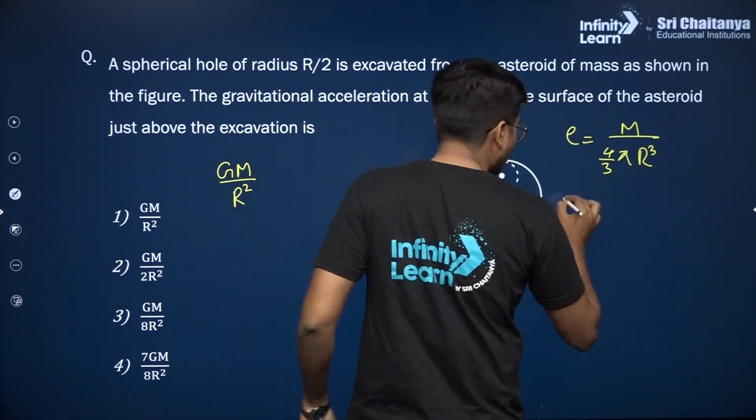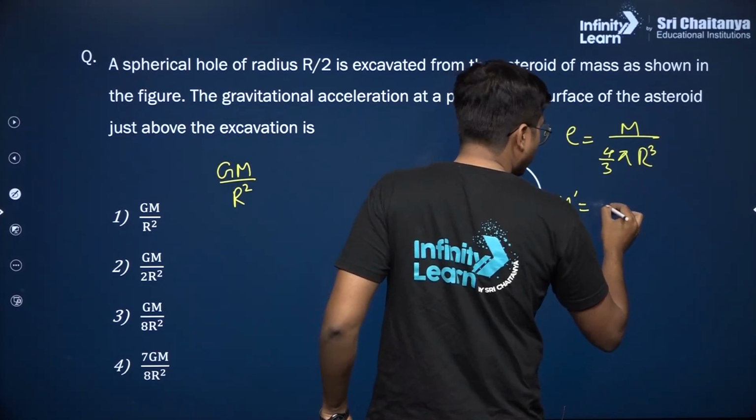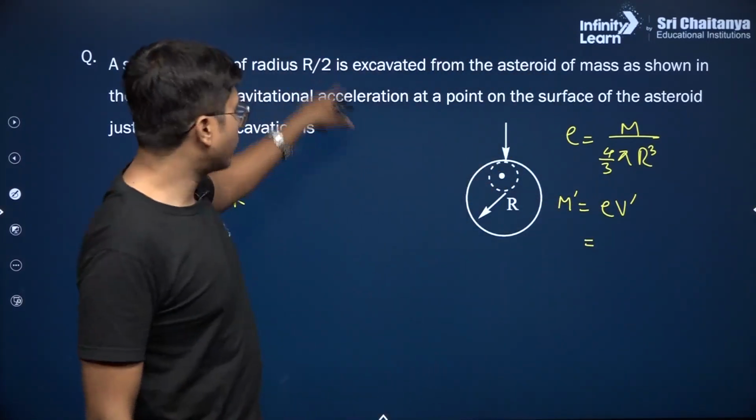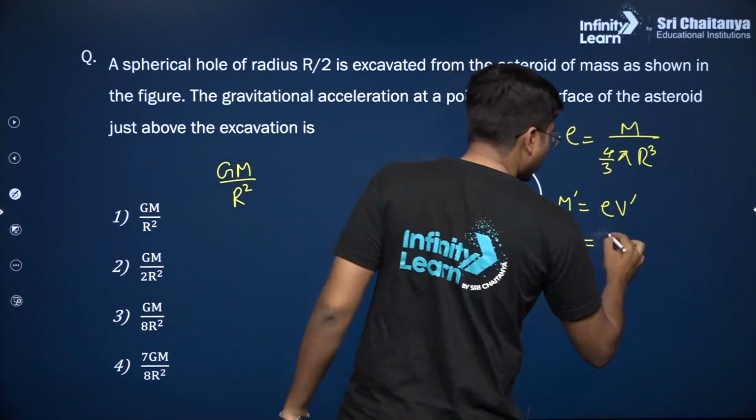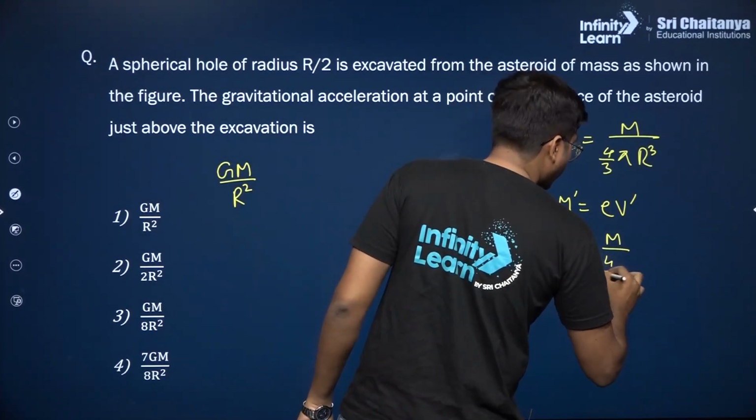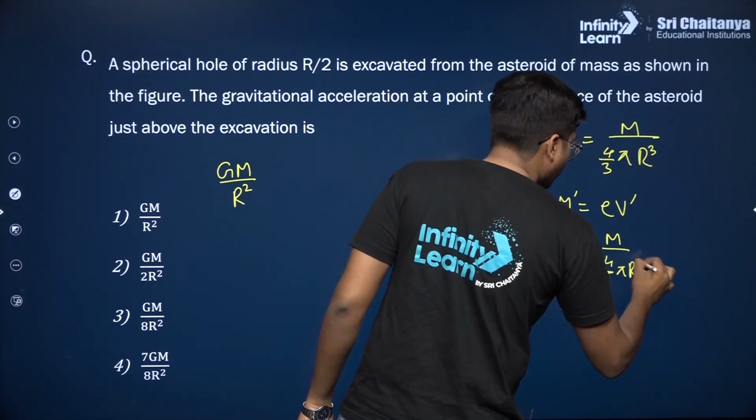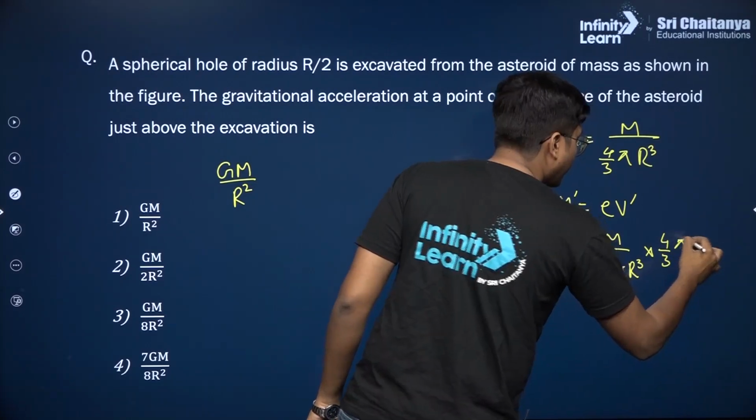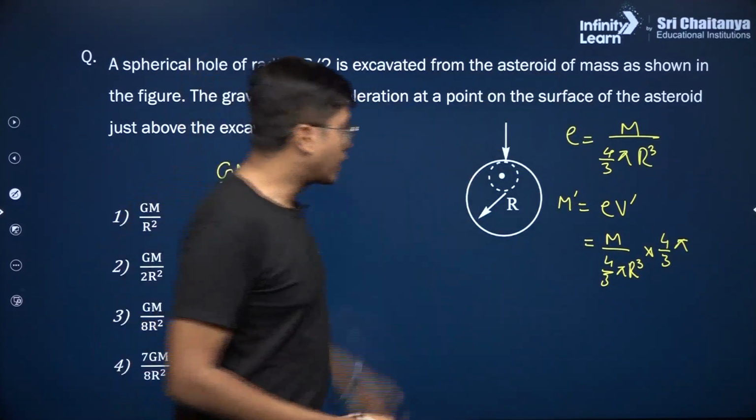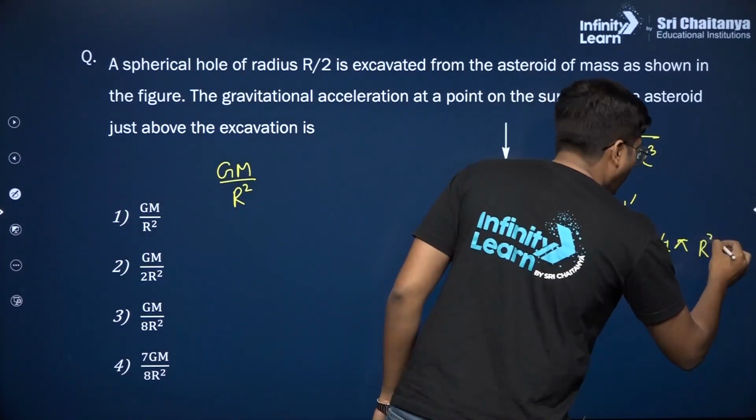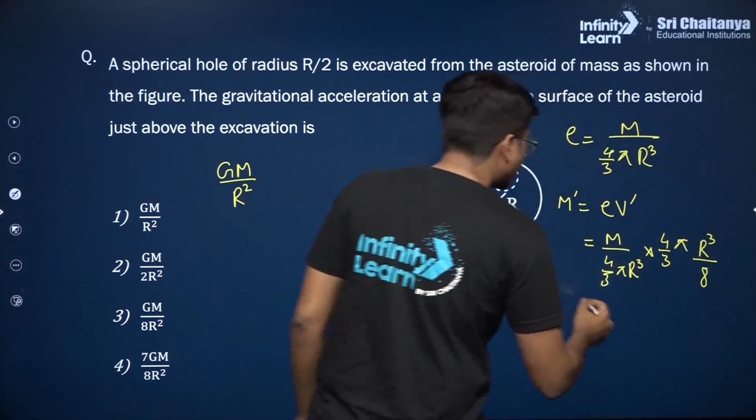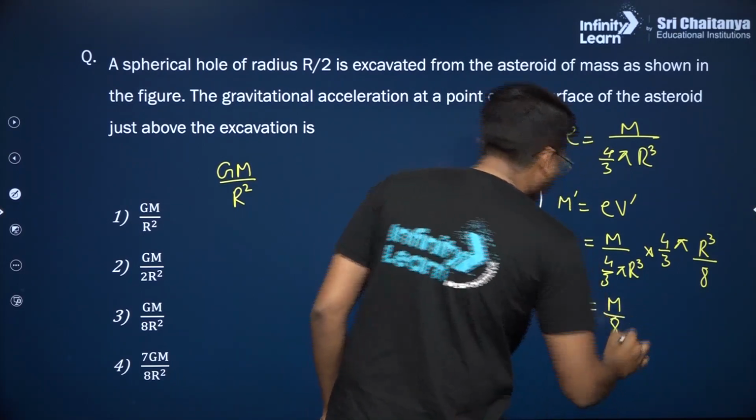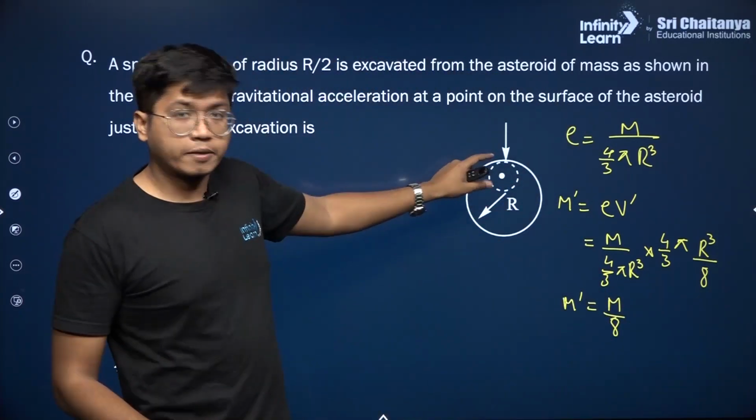That is just the mass m dash is equal to rho into v dash. Since this has a radius of r by 2, we can put the value of rho as m by 4 by 3 pi r cube, and v dash is just 4 by 3 pi into r by 2 whole cube. So that gives you r cube by 8. Now these parts cancel out, you'll eventually get m dash is equal to m by 8. That is the mass of this part over here.